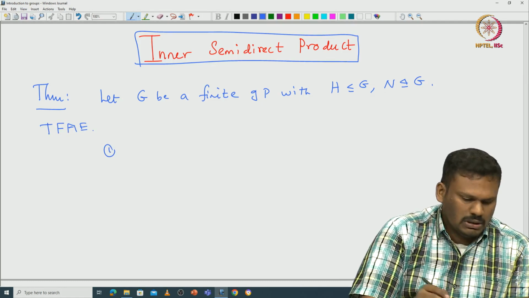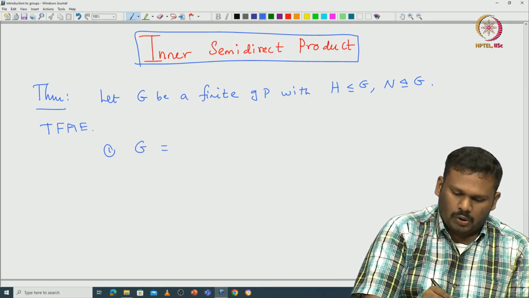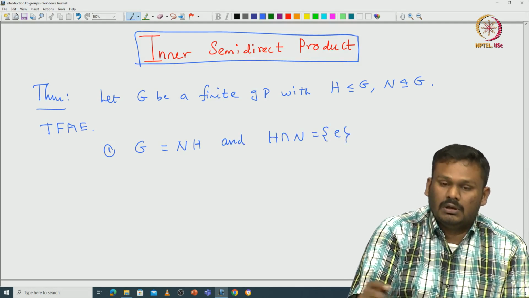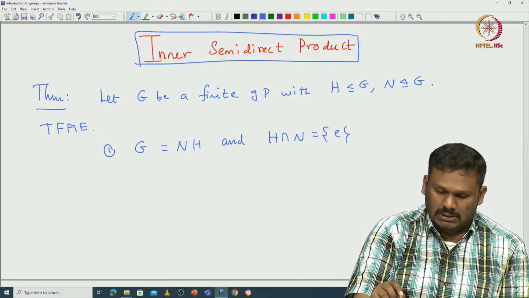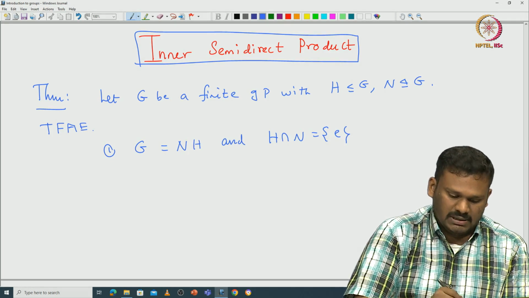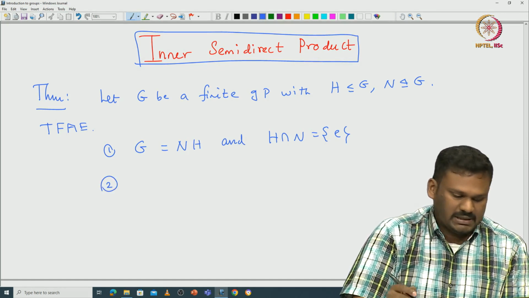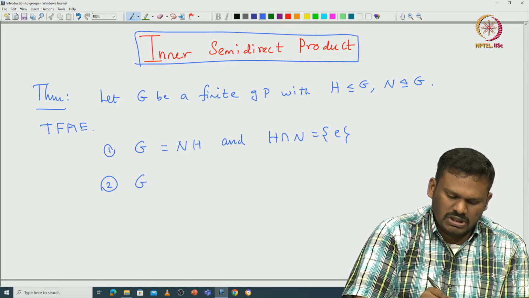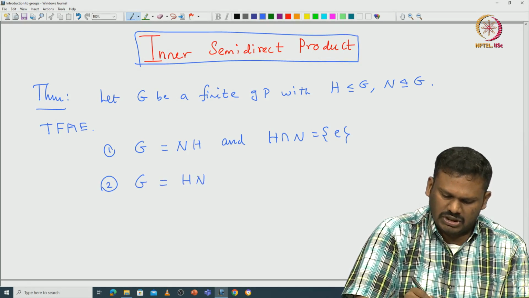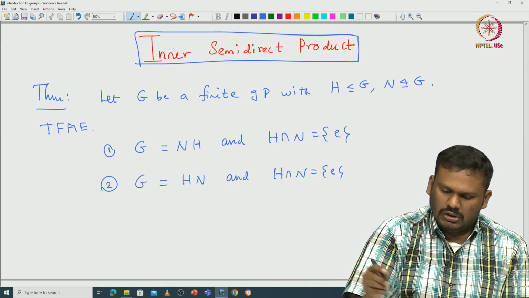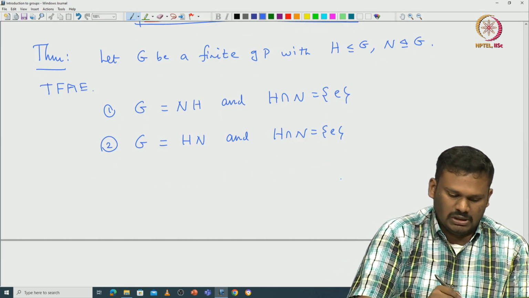So what are they? You can say that G is the product of these two groups and H intersection N is trivial. This is something we saw naturally happening in one of the examples, when the order of the group is a product of two distinct primes. This is equivalent to G being the product HN and H intersection N being trivial. These two being equivalent is something very easy to verify.